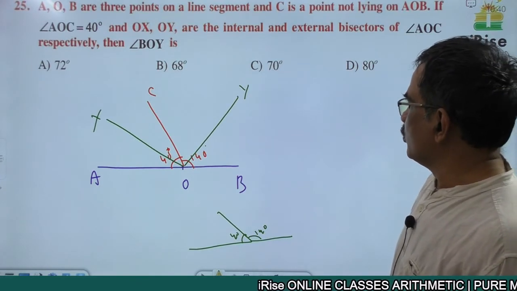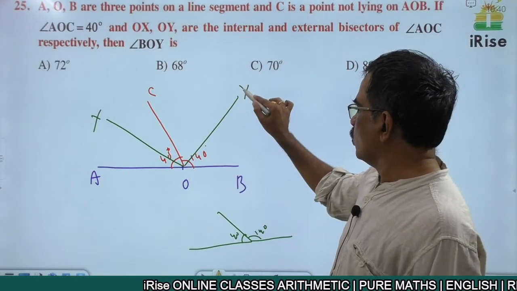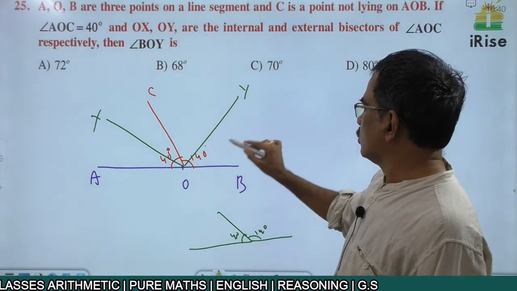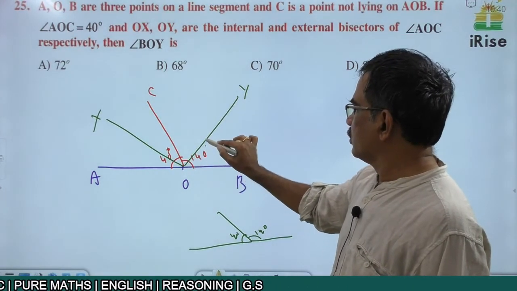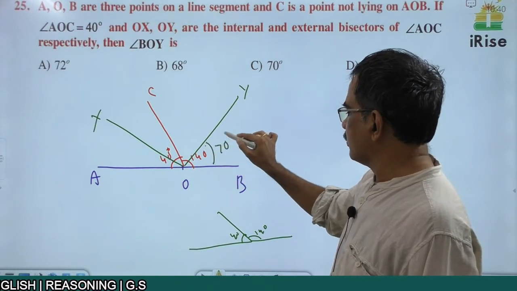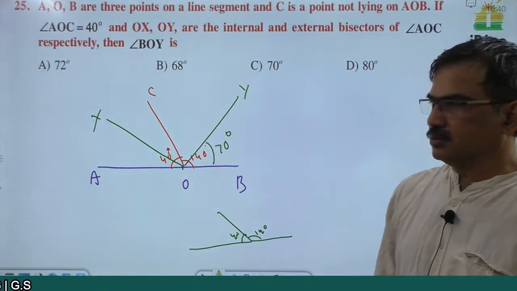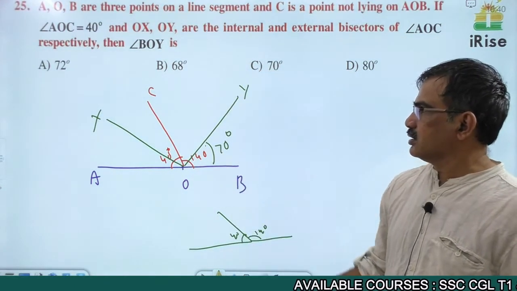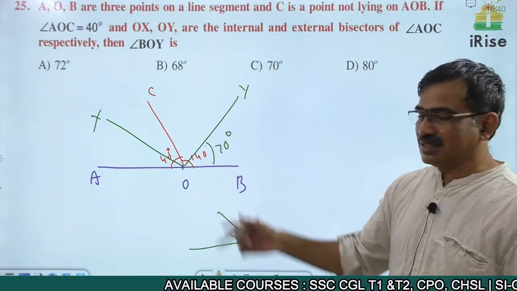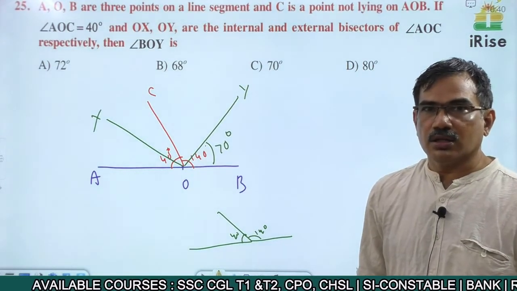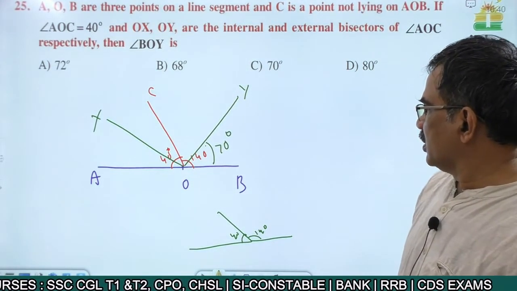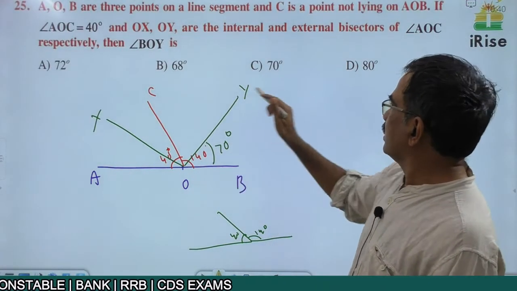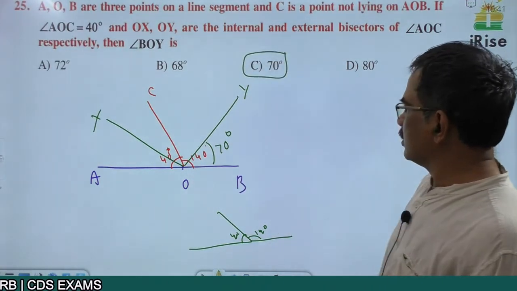Then what is angle BOY? Angle BOY is equal to half of this, nothing but 70 degrees. Actually, if you consider it like this, the answer is 70. Otherwise, the answer may be different. Since 70 is there in the options, the answer is 70.